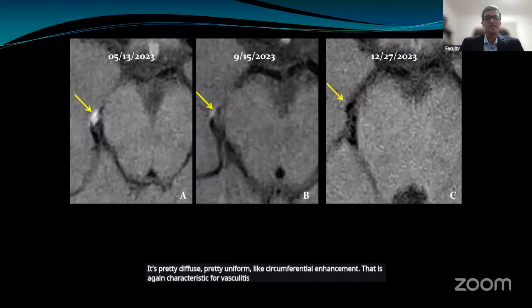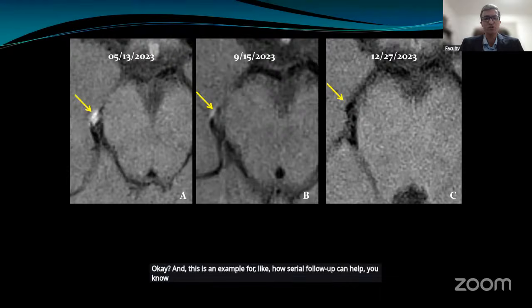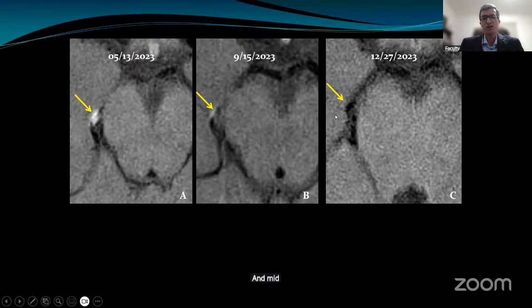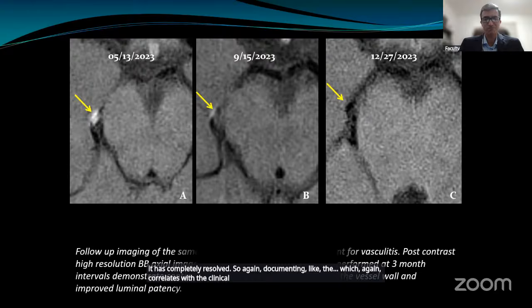Okay, and this is an example of how serial follow-up can help document the resolution of the inflammation. Just before the start of treatment, you have intense, smooth circumferential enhancement. At mid-course of treatment, it has improved, and finally, it has completely resolved. Again, this correlates with the clinical improvement as well.